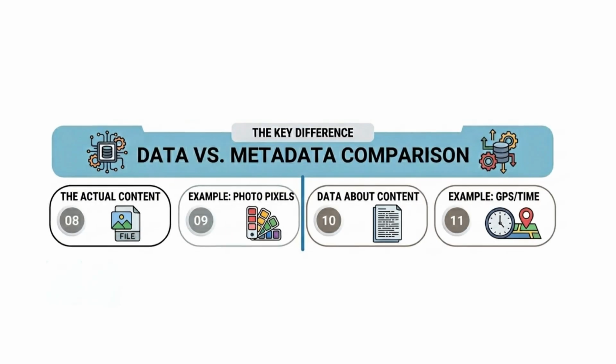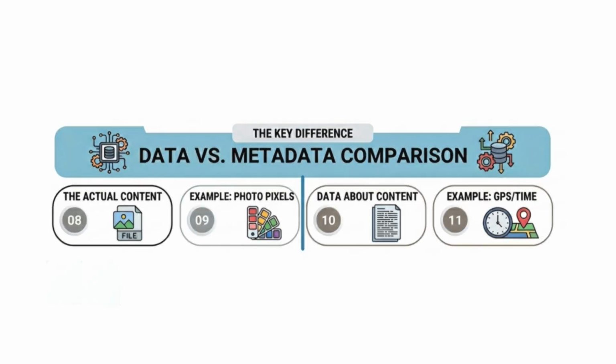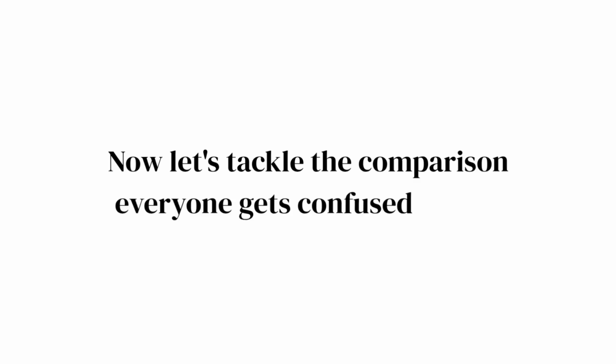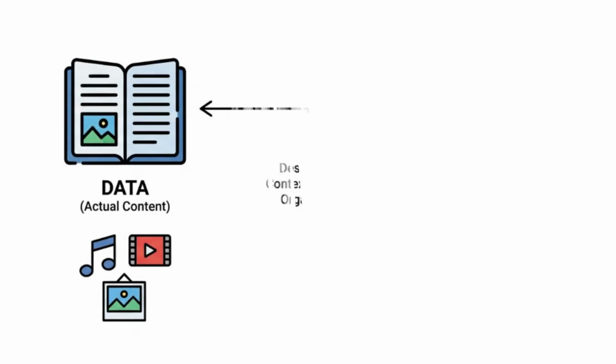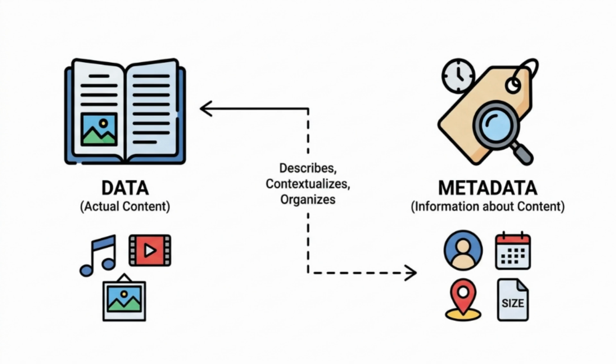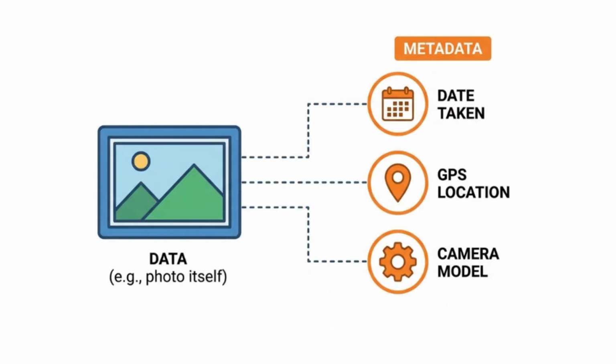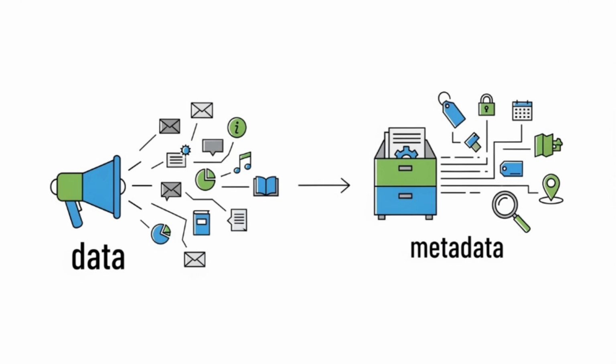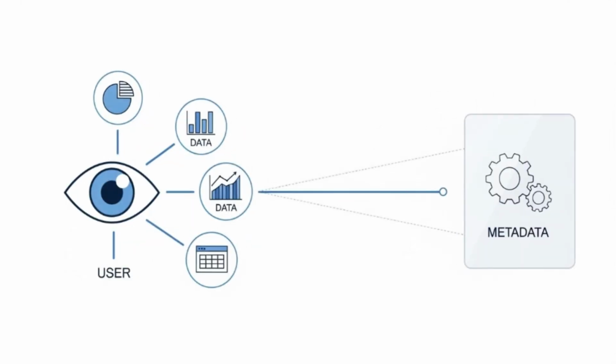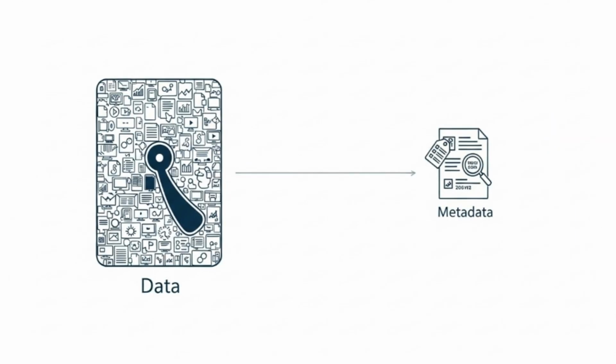Section 3. Data versus metadata. What's the difference? Now let's tackle the comparison everyone gets confused about. Data is actual content, whereas metadata is information about content. For example, a photo itself is data, and date taken, GPS location, camera model is metadata. The purpose of data is to convey information or messages, whereas metadata describes, organizes, and manages that data. The data is visible to the user, whereas metadata is often hidden in the background. The size of data can be very large, whereas the size of metadata is small.